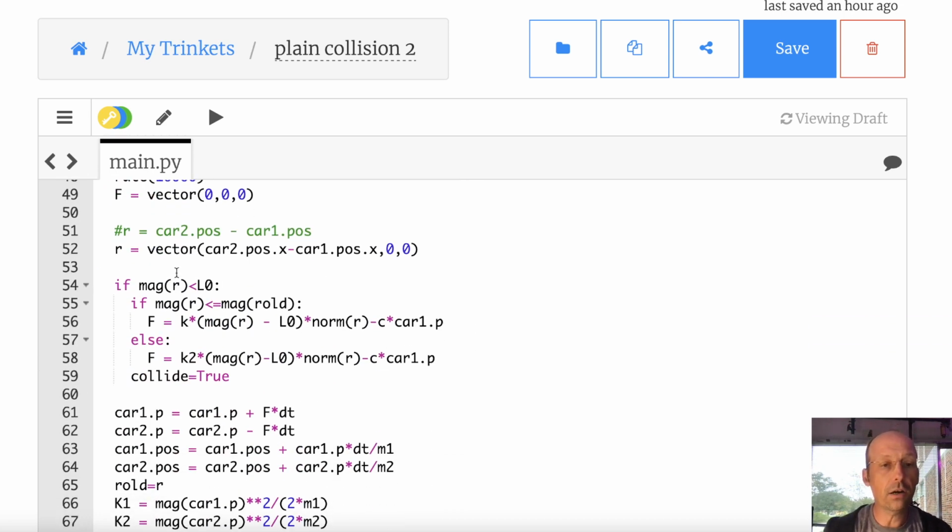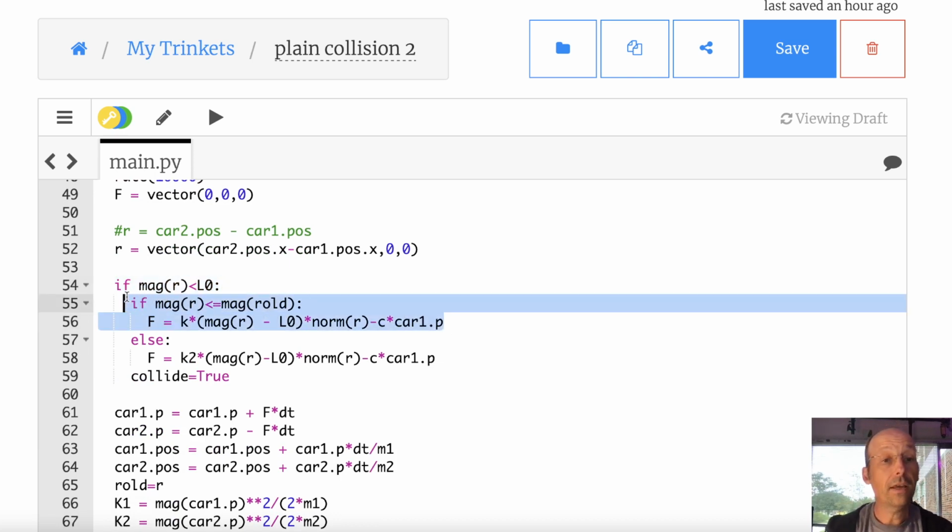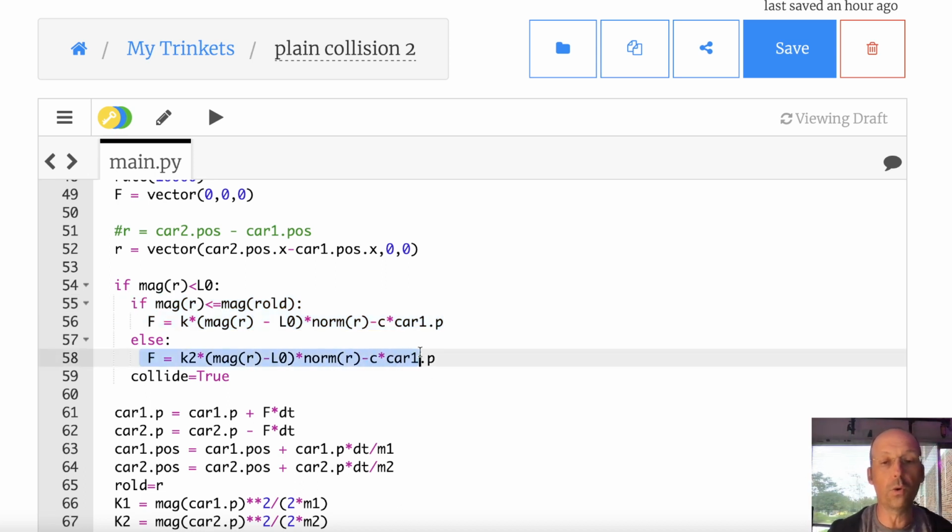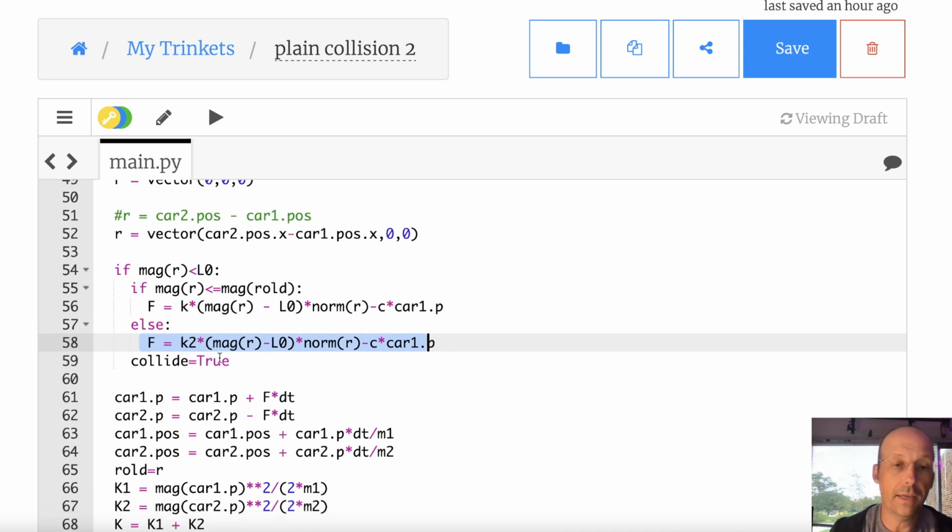So down here, I say if they're colliding. That's what that says. This says if R is less than R old, that would mean they're moving towards each other. And so I'm going to use K. Otherwise, they must be moving away from each other, so I'm going to use K2. So I just change those two equations. That's it. One of these equations has K, one has K2. And then I say collide is true, which I don't think I need.